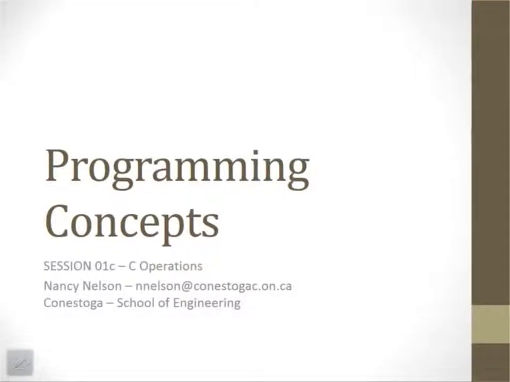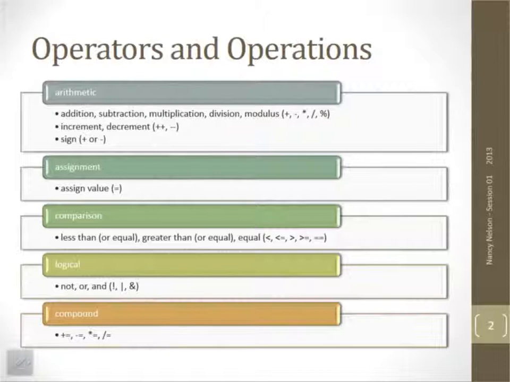In this session, we're going to talk about C operations and the operators that allow us to do those things. There are 5 main types of operations: arithmetic, assignment, comparison, logical, and compound. Arithmetic is pretty straightforward. We know we can do things like addition, subtraction, multiplication, division, and a special kind of division called modulus, which gives us the remainder. So this is the modulus operator here. The others are pretty straightforward: plus for addition, minus for subtraction, the star for multiplication, and the slash for division.